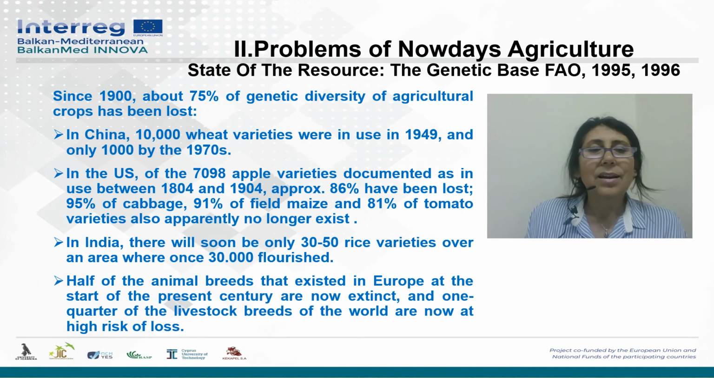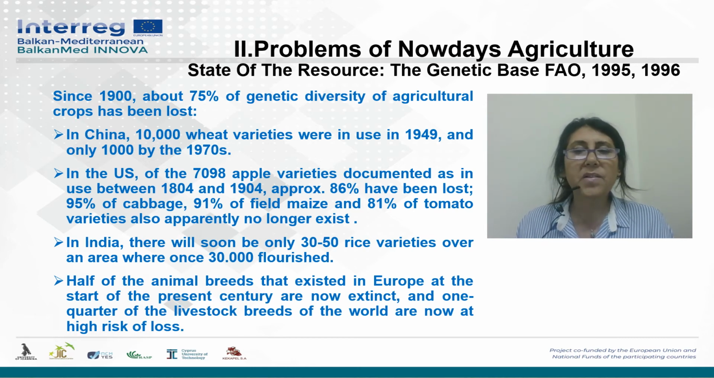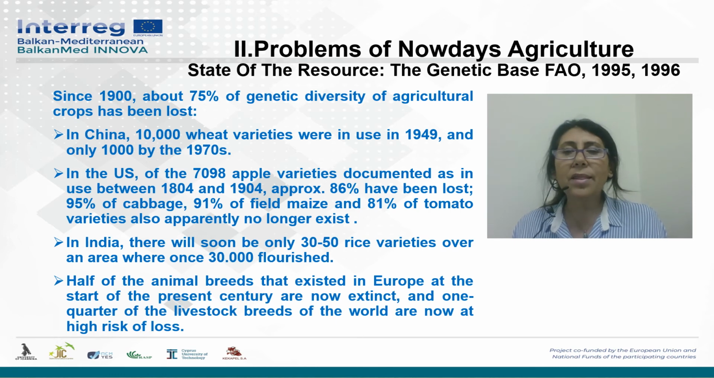Since 1900, about 75% of genetic diversity of agricultural crops has been lost. For example, in China, 10,000 wheat varieties were in use in 1949 and only 1,000 by 1970s.